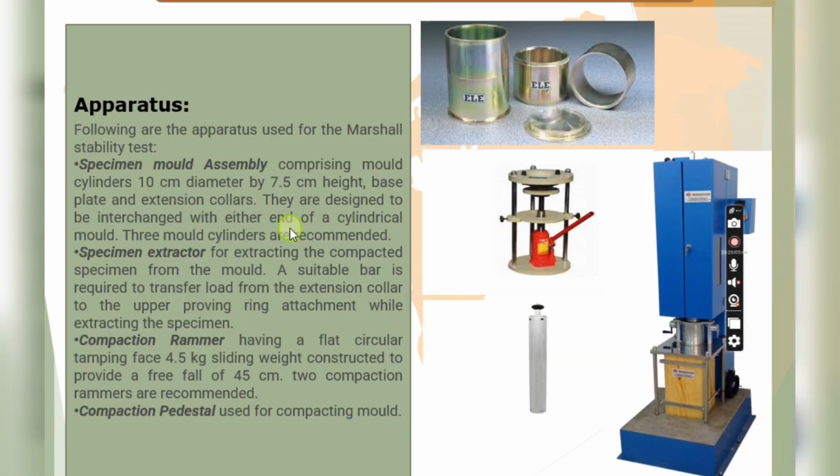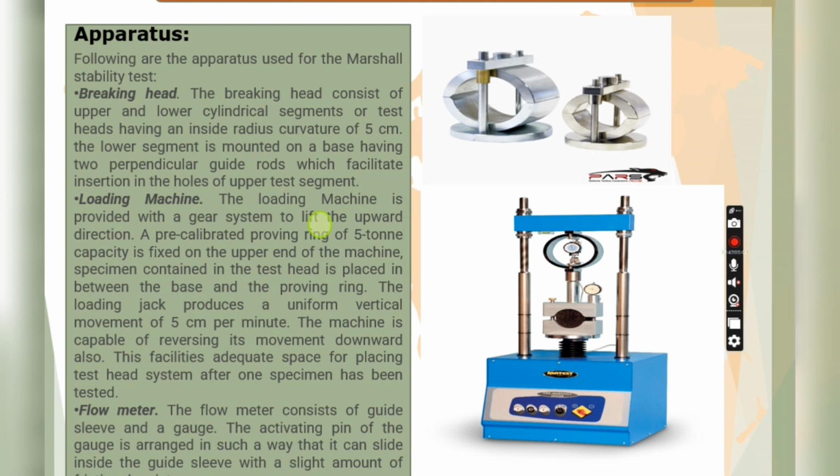So here is the apparatus. In the apparatus, we can see a specific mold assembly, a specimen extractor, and a compaction rammer. The rammer and a pedestal are used for compacting the mold. Here is the mold. These types of things are the apparatus. Then the breaking head. What is the breaking head? The loading machine and the flow meter. So here is the breaking head and the others.